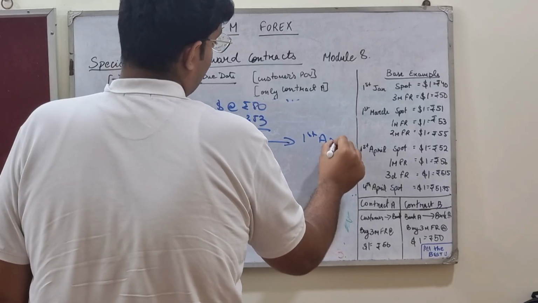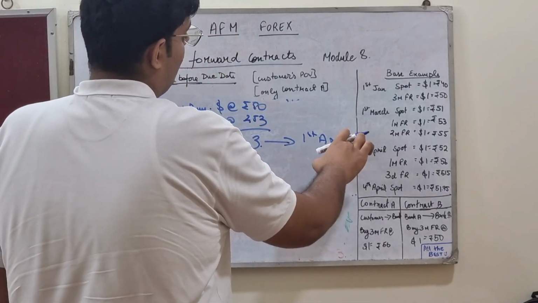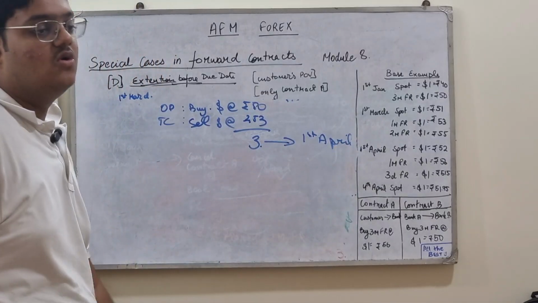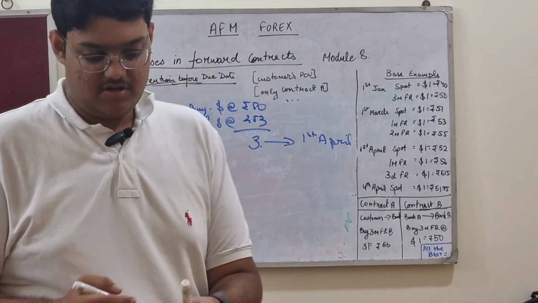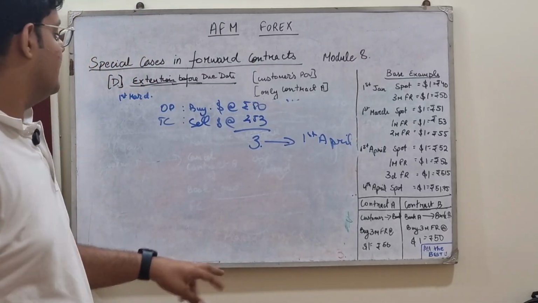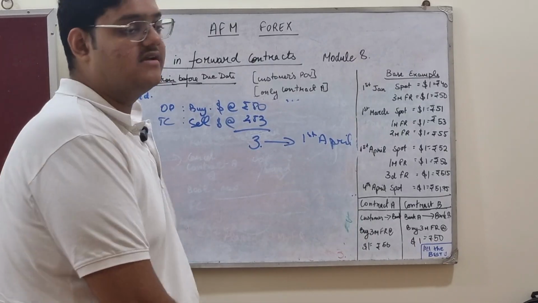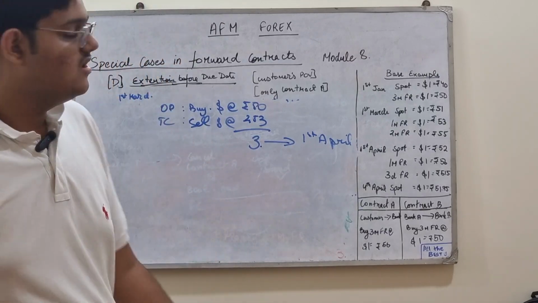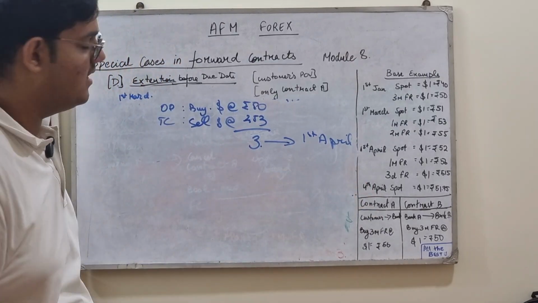There might be questions where you need to figure out if you need to extend or lag the payment or whatever. So that's why I'm saying that you get this 3 rupees on 1st April, not today. So you have to factor in time value of money in such cases. So take the time value of money from 1st April because that's when you get the money.